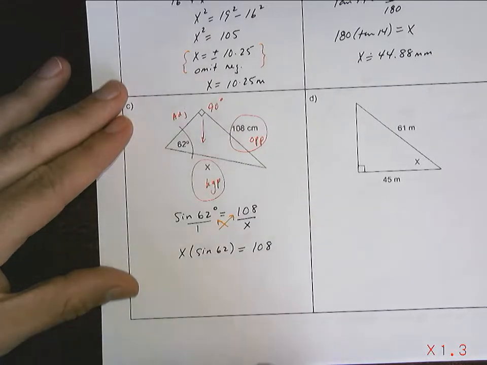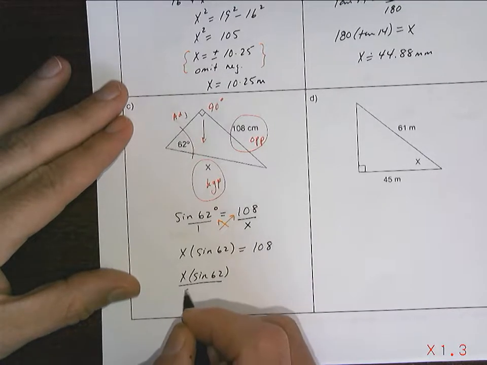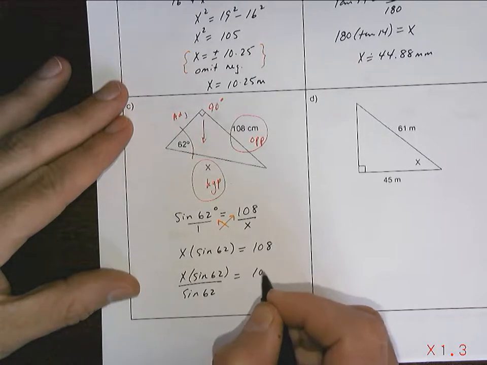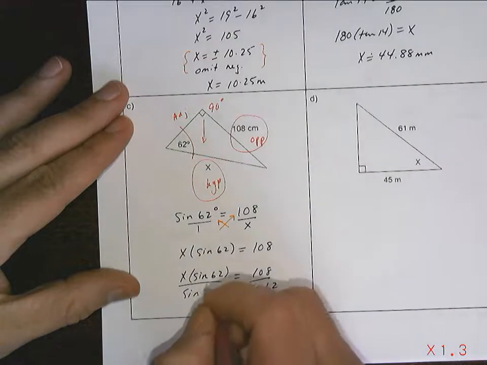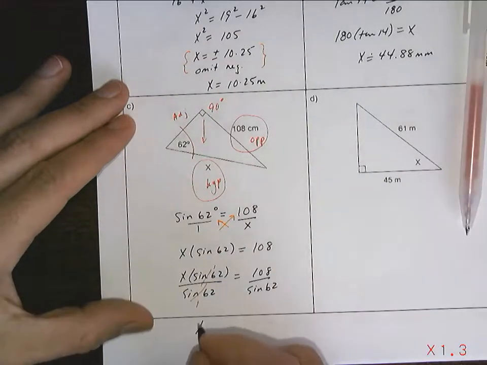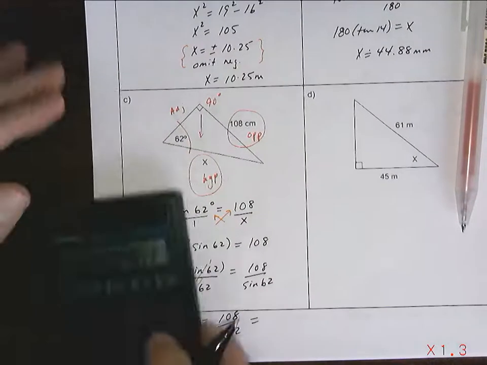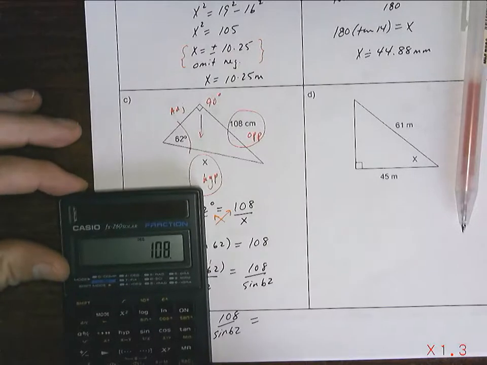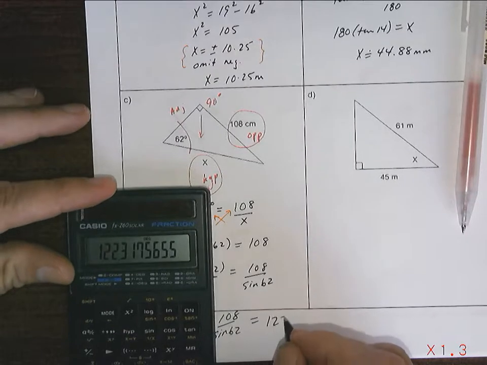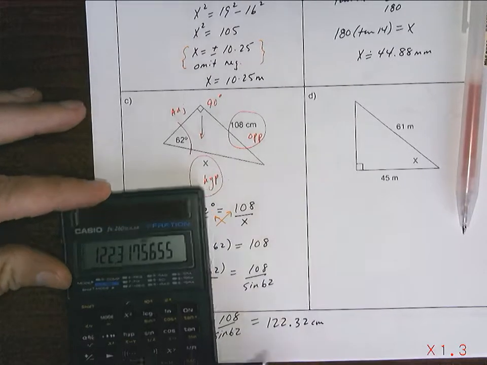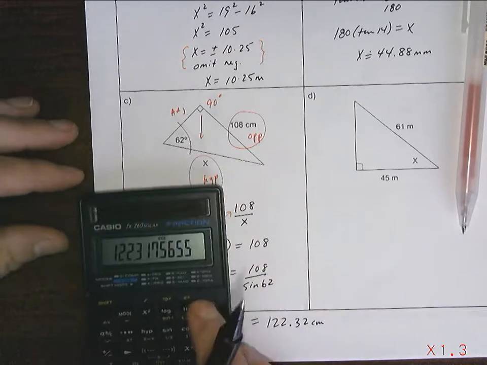I now have a number here, sine of 62, so I'm going to divide both sides by sine of 62. So if I divide this side by sine of 62, I have to divide this side by sine of 62. These 2 are going to reduce, so they go away, leaving me with x equals 108 divided by sine of 62, and that's going to give us a final answer of 108 divided by 62 sine equals 122.32 centimeters. Now remember, on your calculator you may have to hit sine first, then the 62. Learn how to use your calculator.